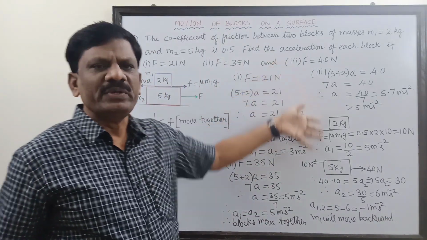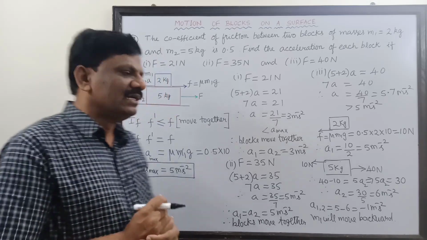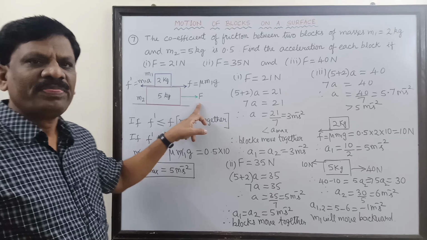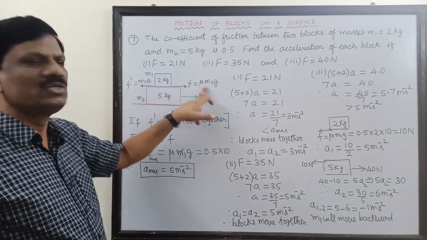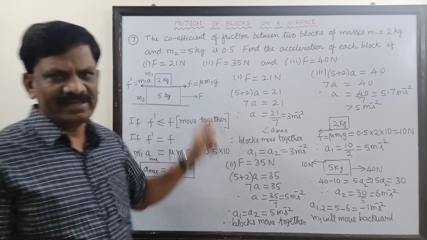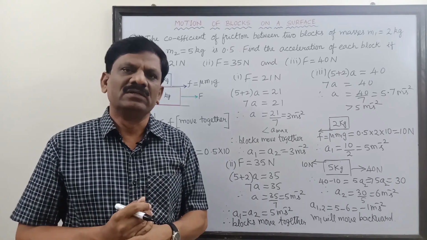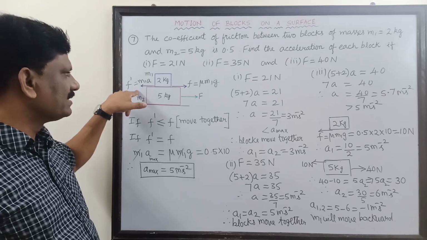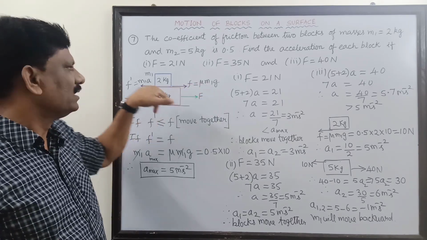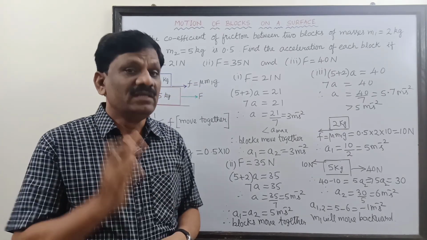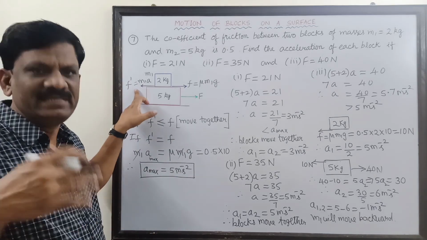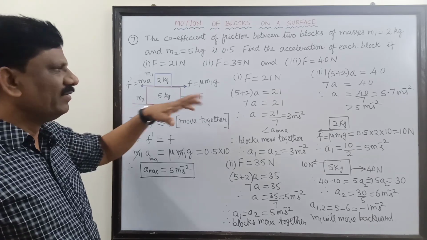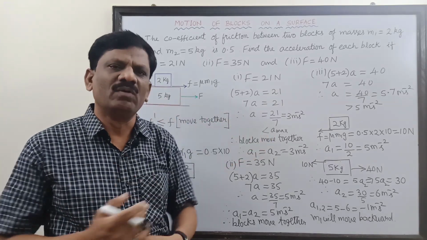So my dear students, in this we started with the pseudo force created by the driving force. This pseudo force may be equal to the frictional force or less or greater also. If the pseudo force produced by the driving force is either less than or equal to the frictional force, the two blocks will move together. If the pseudo force exceeds the frictional force, then they will have different accelerations. One will slide over the other.